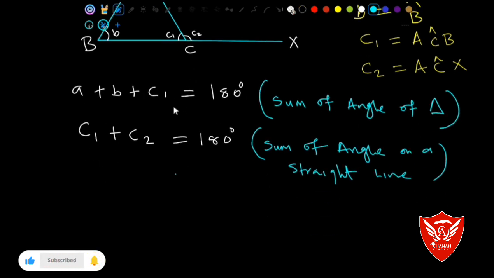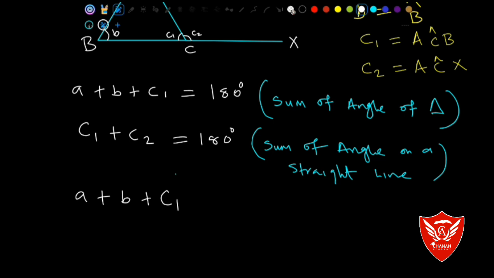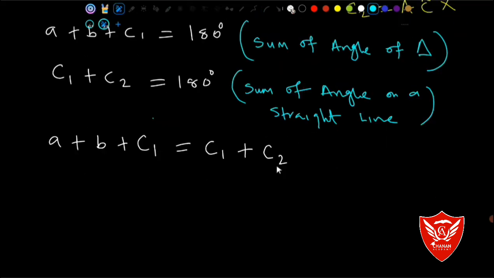All right. Now look at this closely. If A plus B plus C1 equals 180 and C1 plus C2 equals 180, it then means that A plus B plus C1 is equal to C1 plus C2, because 180 is equal to 180 and both sides are equal to 180. And the reason for this is the transitive property.